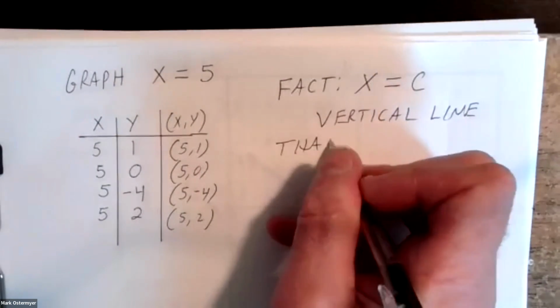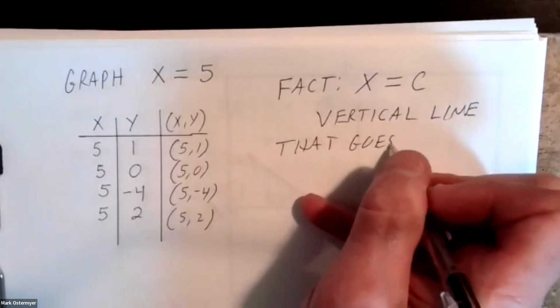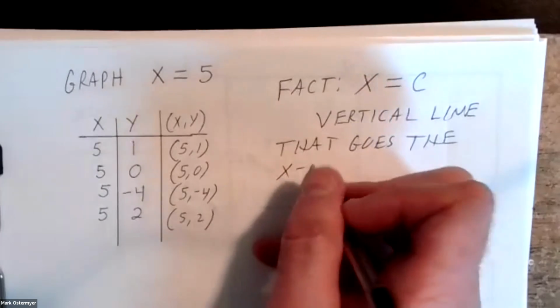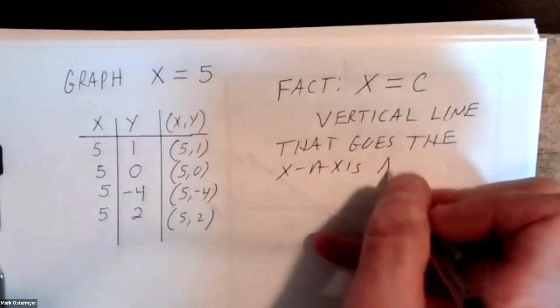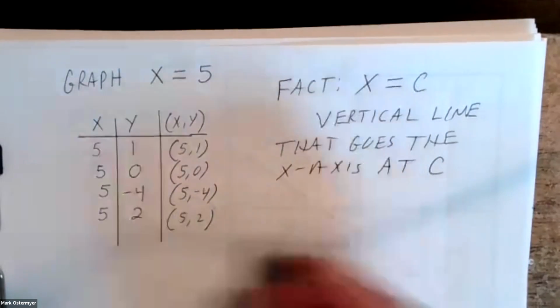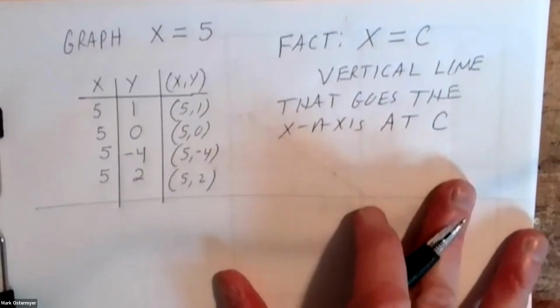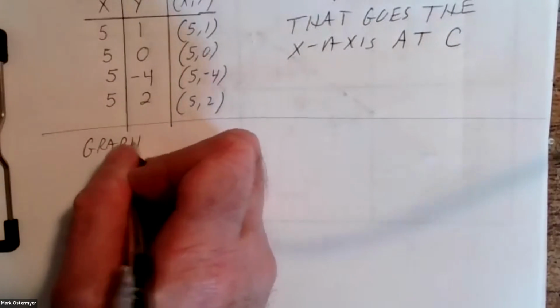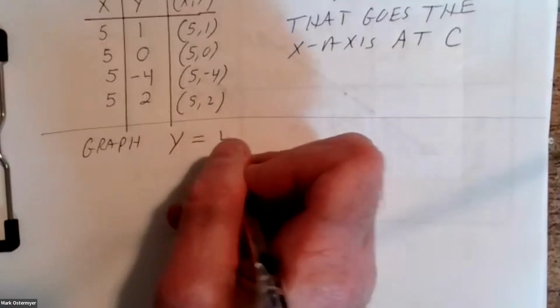And this vertical line will go through the x-axis at C, whatever this number C is. Okay, it's always a vertical line. All right, let's try to graph this linear equation here. Let's graph y = 4.